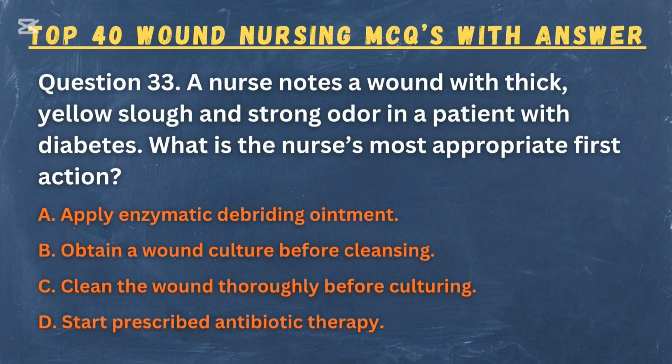Question 33. A nurse notes a wound with thick, yellow slough and strong odor in a patient with diabetes. What is the nurse's most appropriate first action? A. Apply enzymatic debriding ointment. B. Obtain a wound culture before cleansing. C. Clean the wound thoroughly before culturing. D. Start prescribed antibiotic therapy.